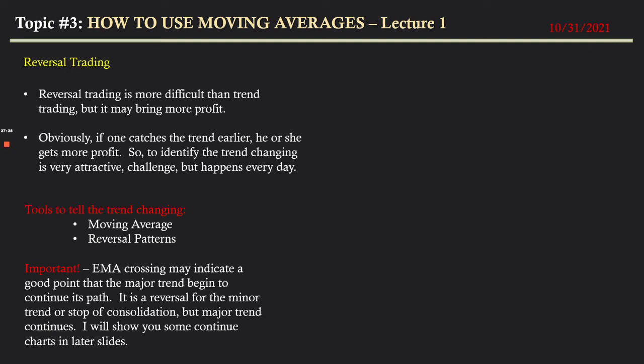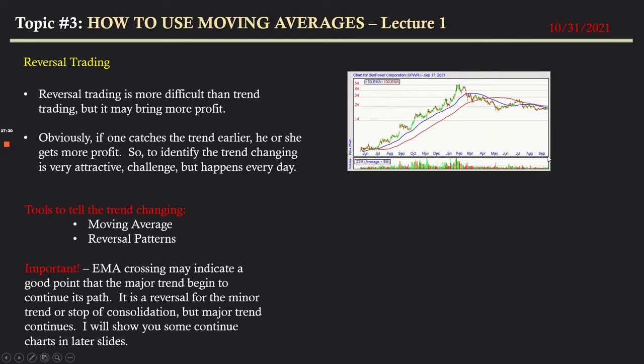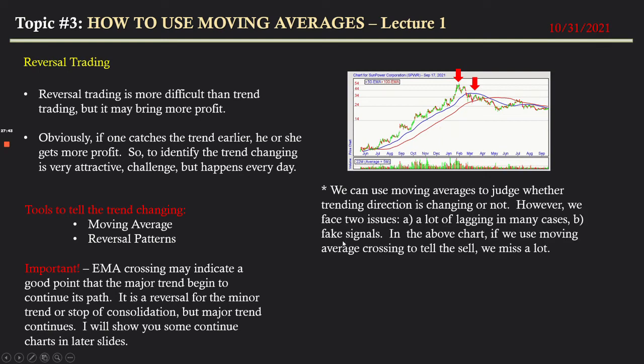So, see this example, this kind of reversing. If we talk about reversing, we see the moving average crossing. We see the trend begin to change.